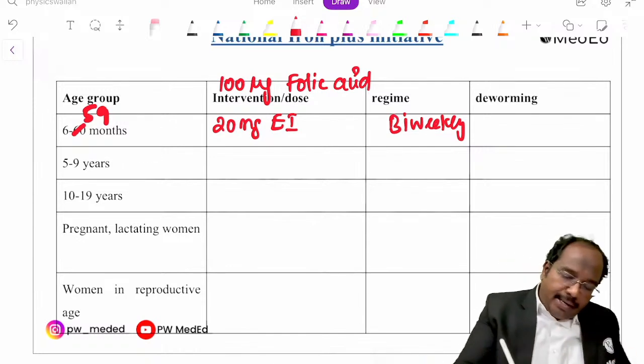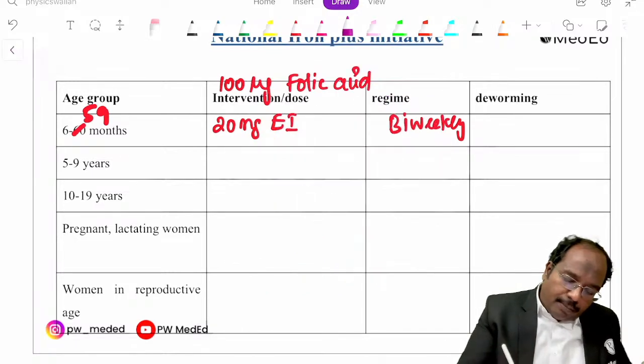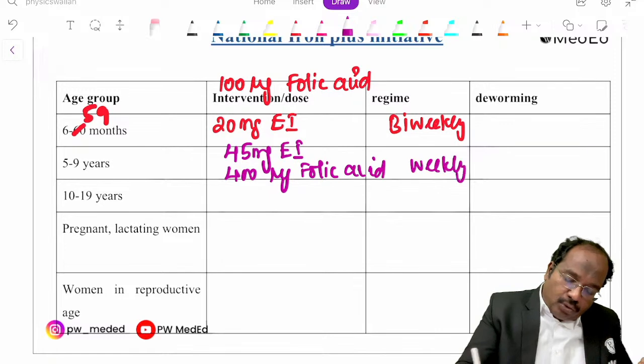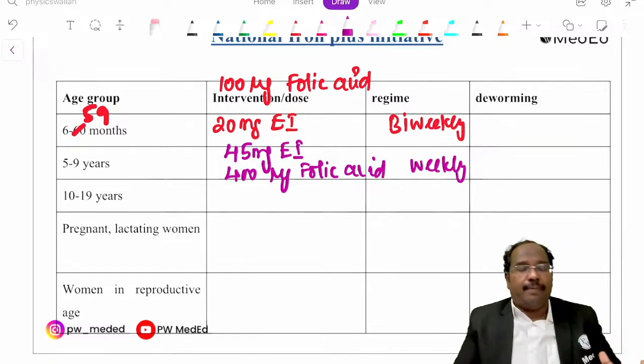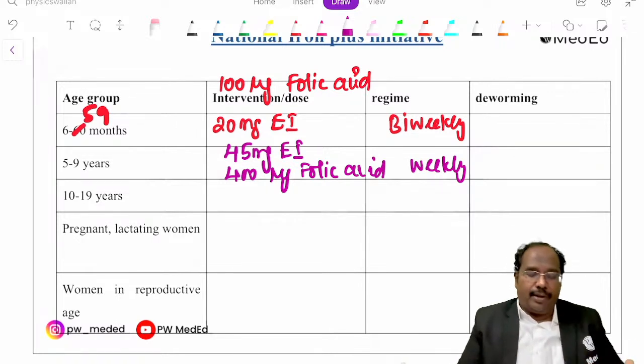Okay, so for 5 to 9 years, how much are you going to provide? 45 milligram of elemental iron and 400 microgram of folic acid. This you are going to provide weekly, and in schools they will provide it.